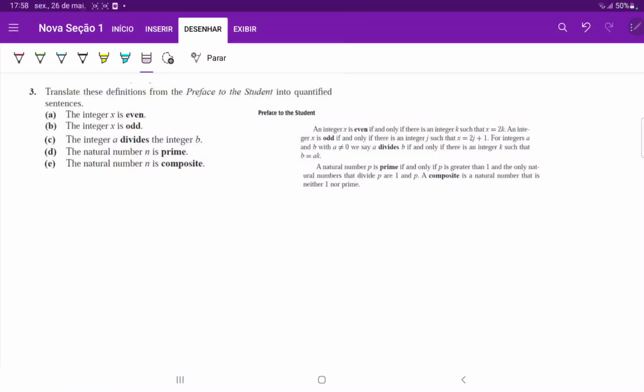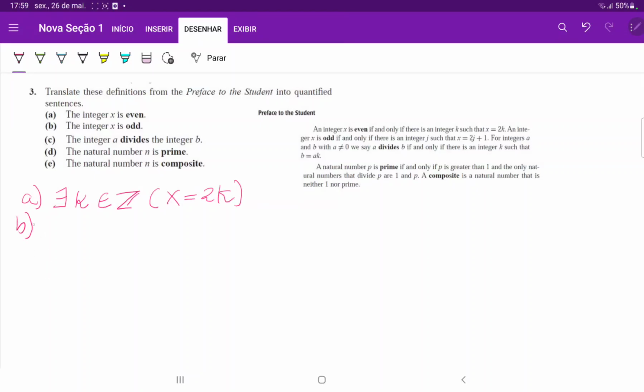For number 3, we're translating these definitions from the preface to the student into quantified sentences, and I've copied the preface to the student over here so that we can see. So for A, we have that the integer x is even. Now from the preface, we can see that it's even if and only if there's an integer such that x is equal to 2k. So if it is even, that means that there exists an integer k. So there exists a k belonging to the set of integers such that x is equal to 2k.